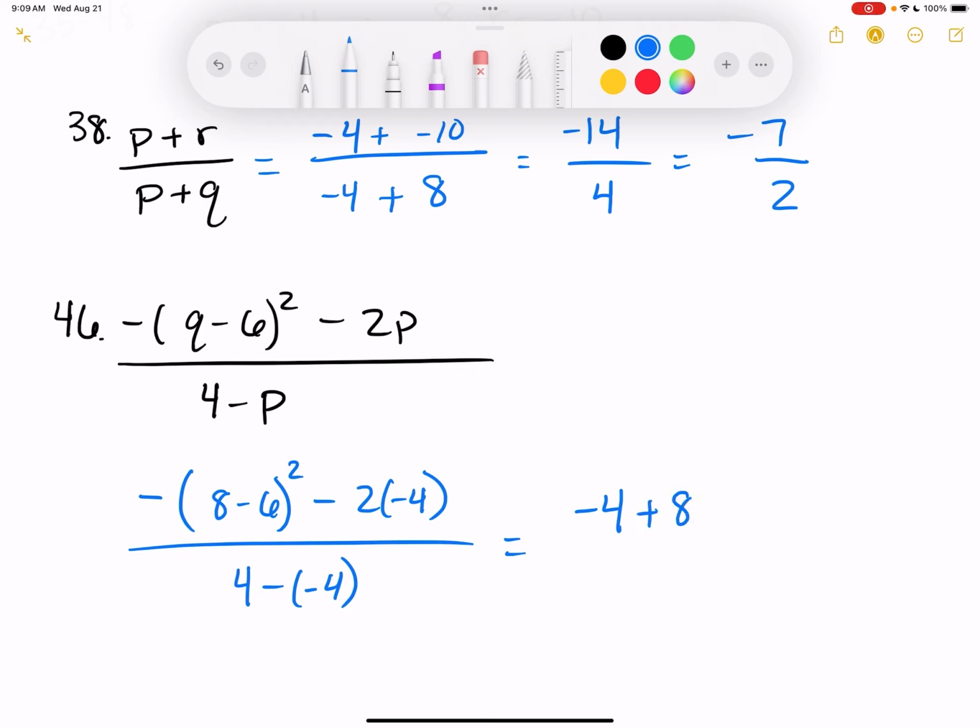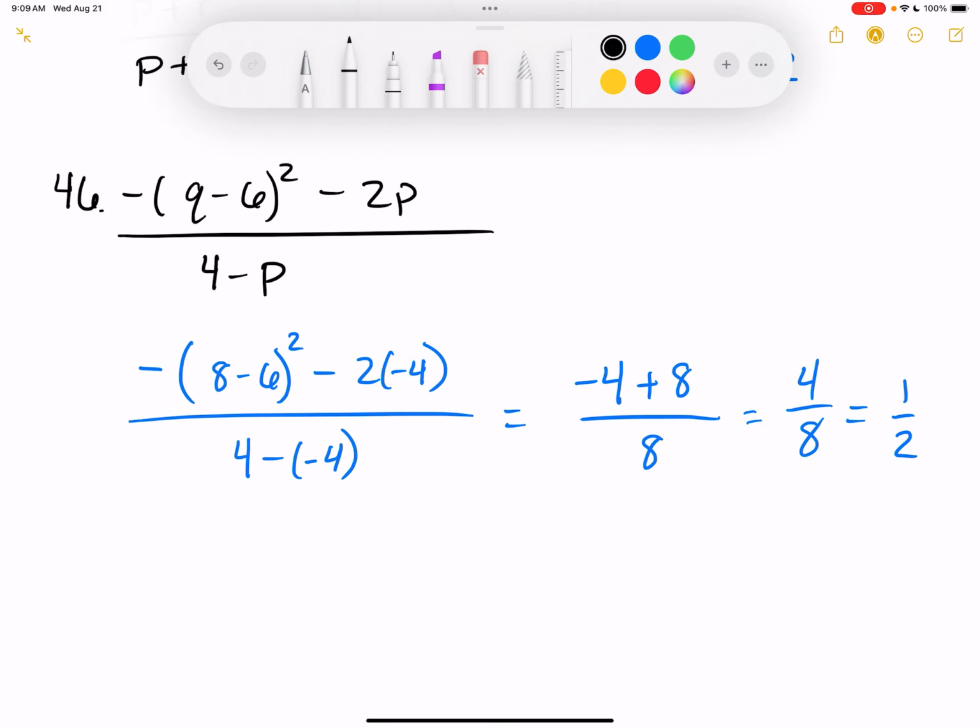Positive 8. Divided by, what is the bottom equal to? 8. Minus a negative. I just put it in parentheses so that you could see that I plugged in a negative 4. So that's going to be positive 8. So then I have negative 4 plus 8 would be 4 over 8, which reduces to 1/2. Any questions on those ones? Pretty self-explanatory.